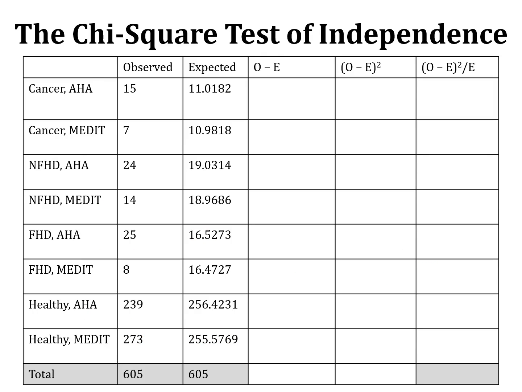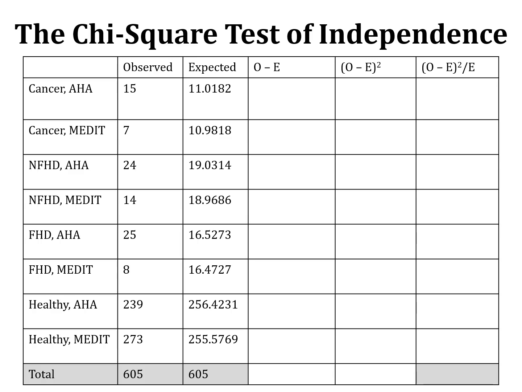So here we are with the calculation of the chi-square value, again with the same table. So the observed frequencies and the expected frequencies are given in the first two columns, and their sum, their total is same, which is 605 in this case. And all the categories are also given here: cancer AHA, cancer Mediterranean, and so on. So what is the next step? We have to calculate the difference between the observed and expected frequency of each cell.